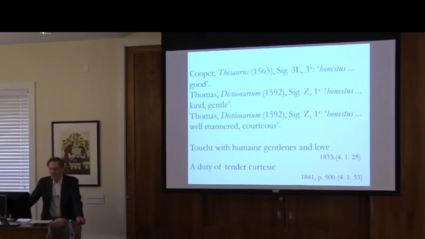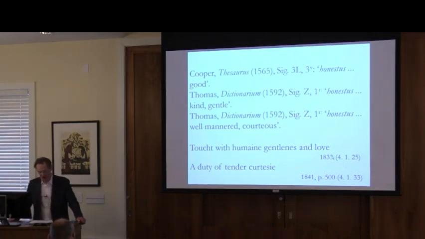Honest doesn't just mean good. Notice kind and gentle, well-mannered and courteous. And there is the Duke speaking to Shylock. He wants him to be touched with human gentleness and love. He wants him to show a duty of tender courtesy. If he does that, he will be honest, and his cause will become an honest one.